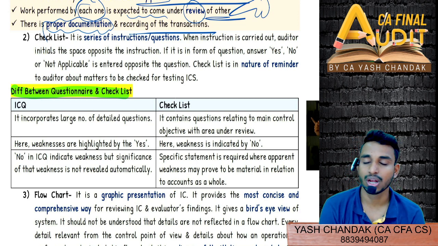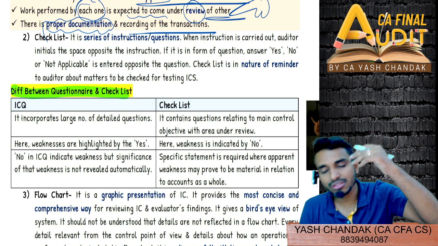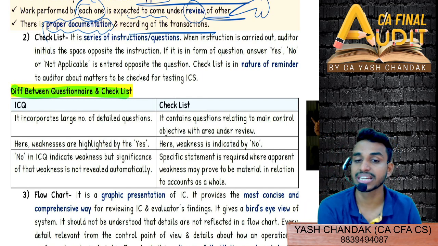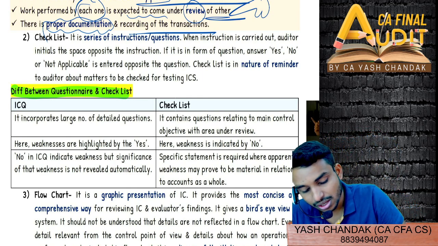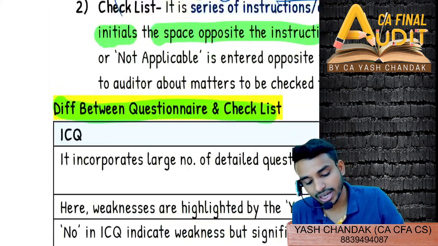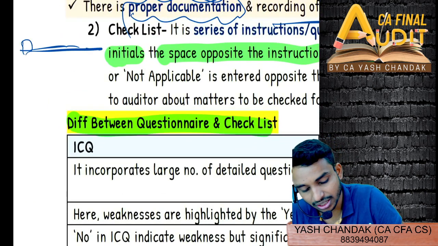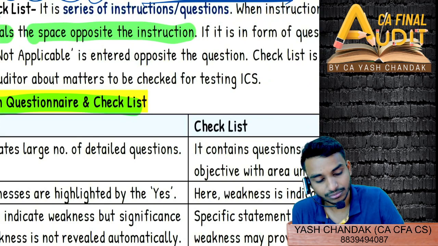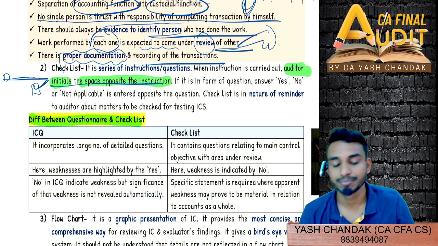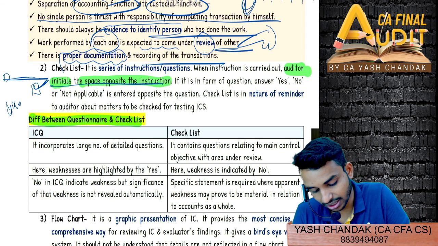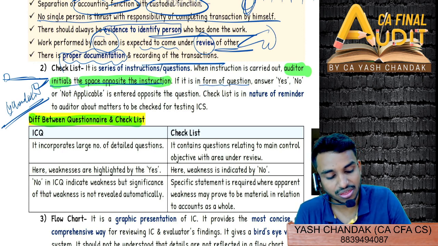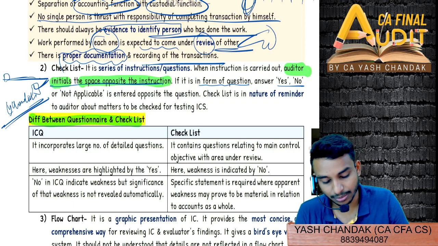So now come to ICQ. Now come to checklist. As against ICQ, the checklist is filled by the auditor only. That is the first point of difference. The auditor initials the space opposite the instruction, right? So whatever instructions are there, he will initial his space. I mean, he will sign. Initials means signing the space opposite the instruction. If it is in the form of question and answer, then you will write yes, no, or not applicable.